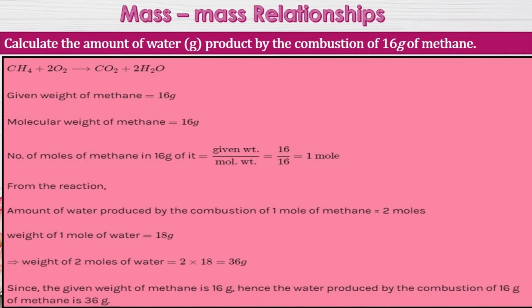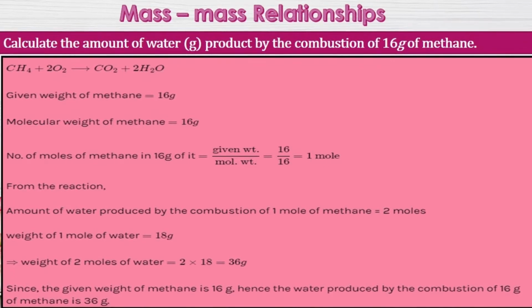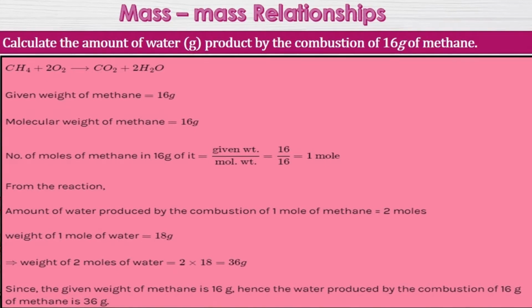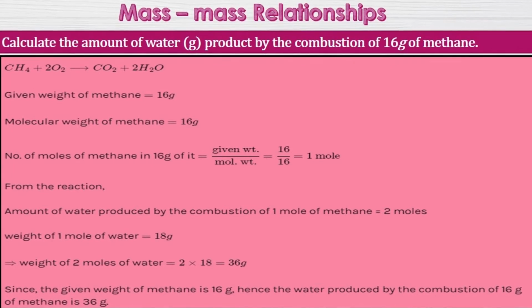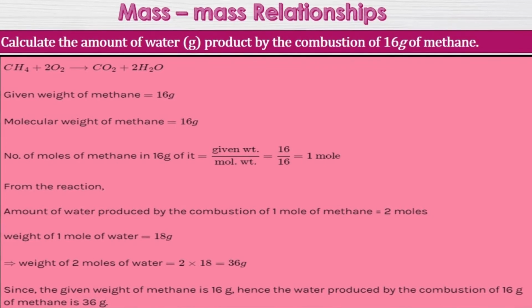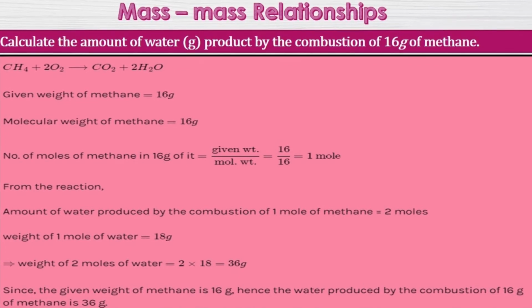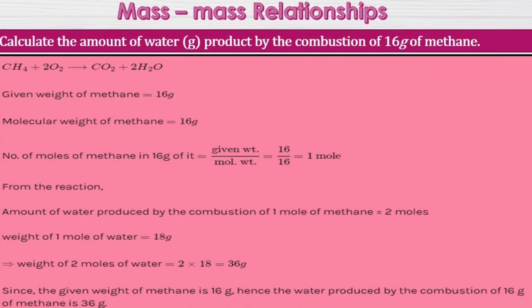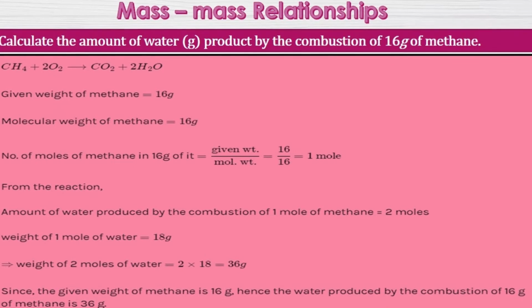You know the formula to calculate number of moles. It will be equal to given mass by molar mass. So given mass of methane is 16 grams divided by the molar mass of methane, which is also equal to 16 grams. So answer will be equal to 1 mole. From the question, they are telling 1 mole of methane is used in the combustion. And you are supposed to find out how many moles of water is produced.